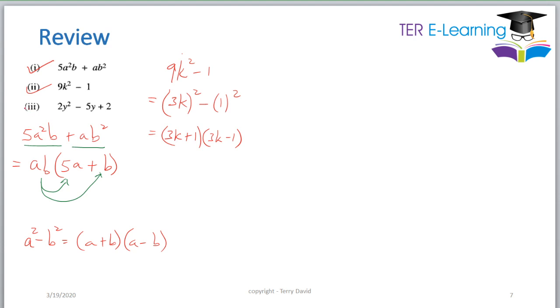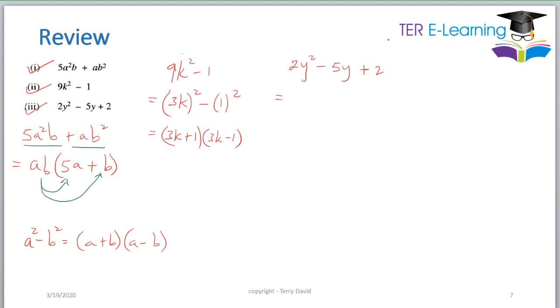The third one, we have 2y squared minus 5y plus 2. This third one is a quadratic. Now, I told you all in class that there are some students who can just look at this and factorize it in two lines, which is great. You can do that in the exam if you want. So we're going to factorize 2y squared minus 5y plus 2.